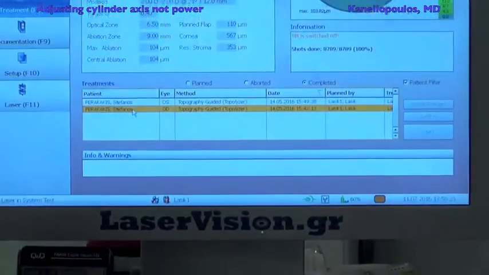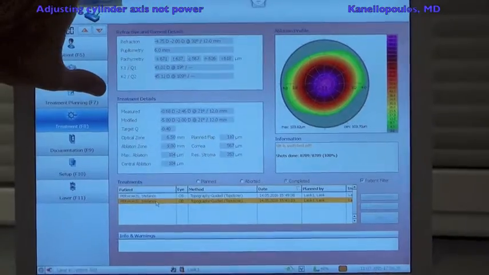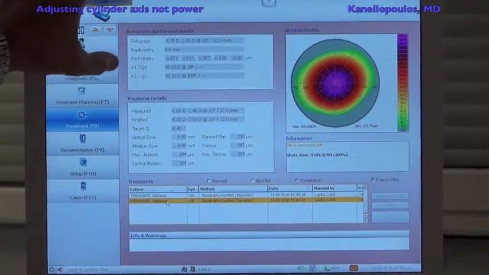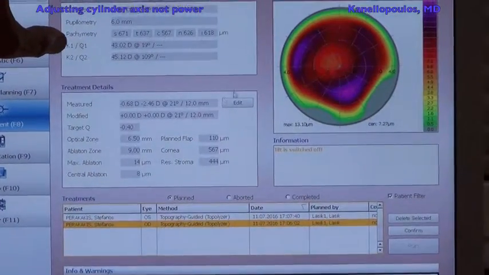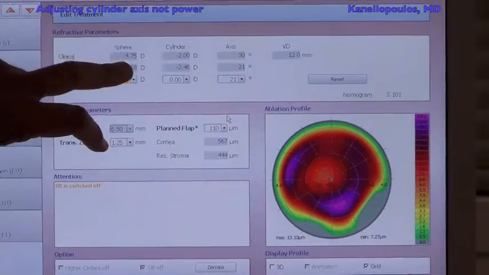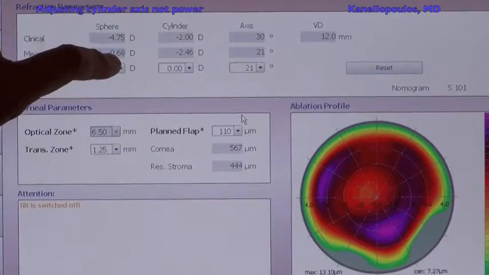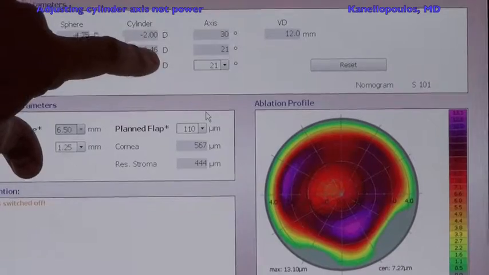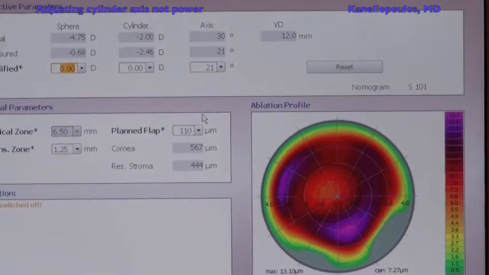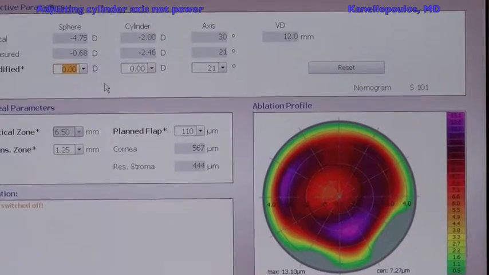So if we take the topography data seen here and we incorporate it into a treatment, we can see how the topographer is showing us. Let's go and see what the treatment will look like in its planning. And we're going to see here that our clinical is minus 4.75, minus 2 at 30, but the topographer, of course, cannot read sphere, so its refraction is minus 2.46 at 21 degrees.